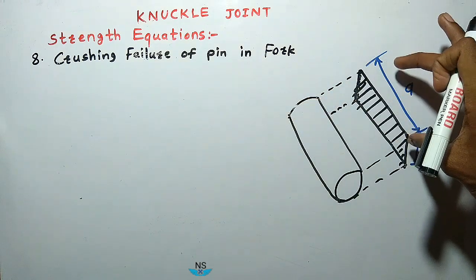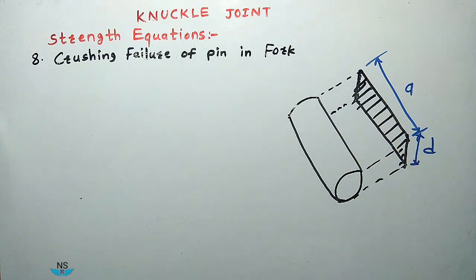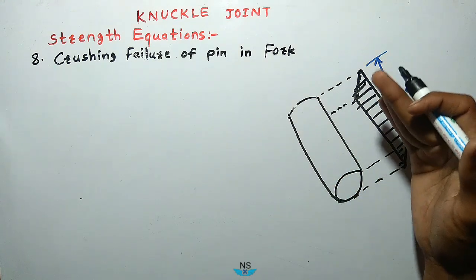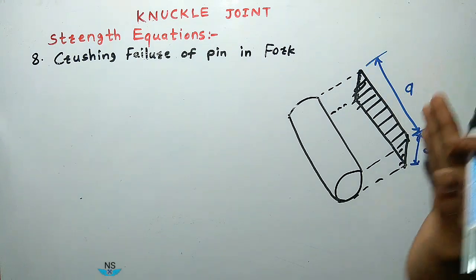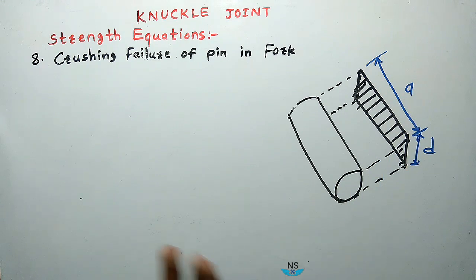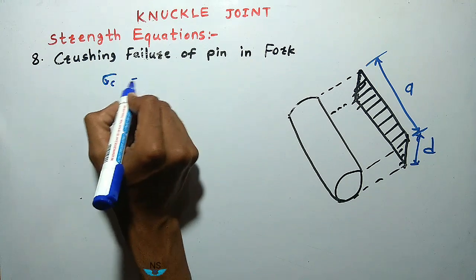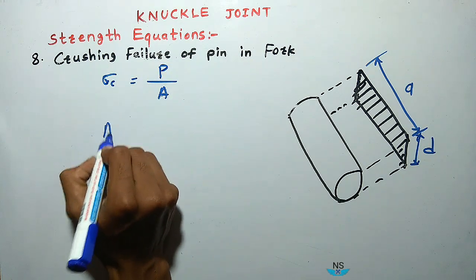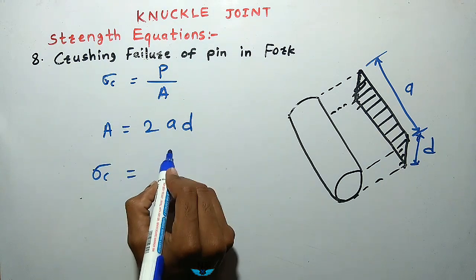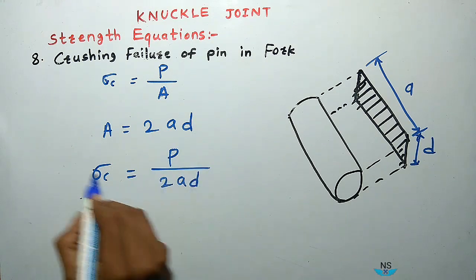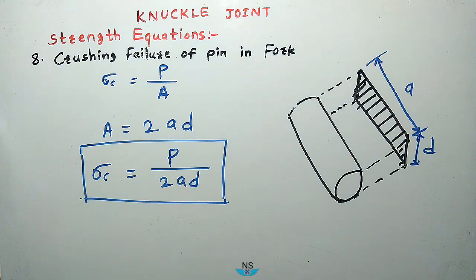So this is the projected area. A is the thickness of the eye of the fork end, and D is the diameter of the pin. So the area of crushing failure on one end is A into D, on the other end it is A into D. The strength equation is sigma C equals P divided by A. Now the area of failure is 2 times A into D. Therefore sigma C is equal to P divided by 2 times A into D. So this is the eighth strength equation in the knuckle joint.